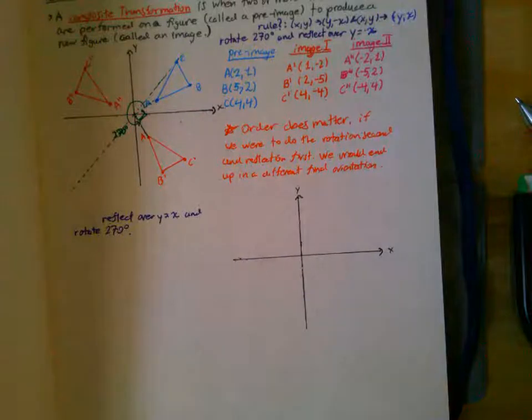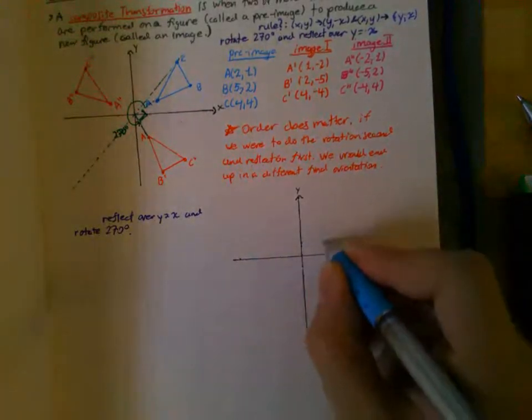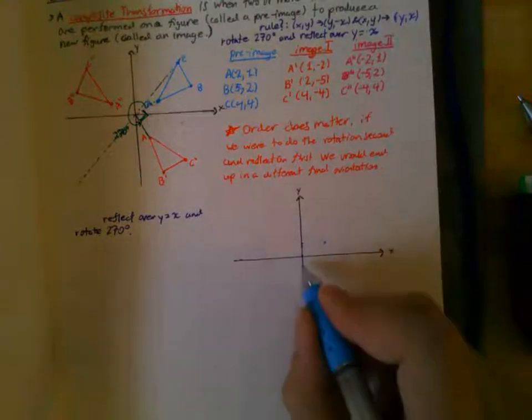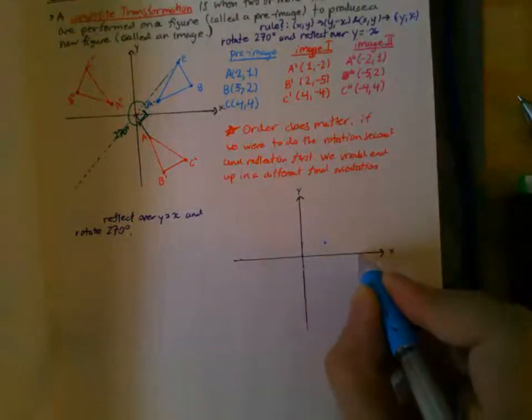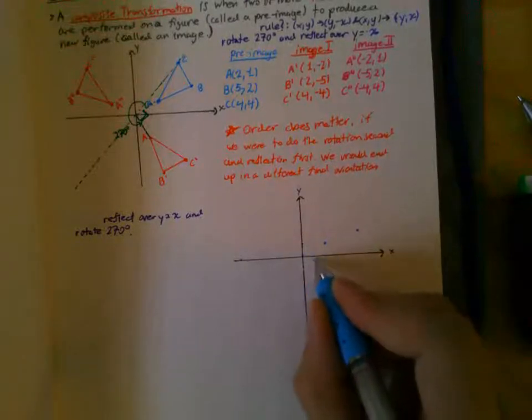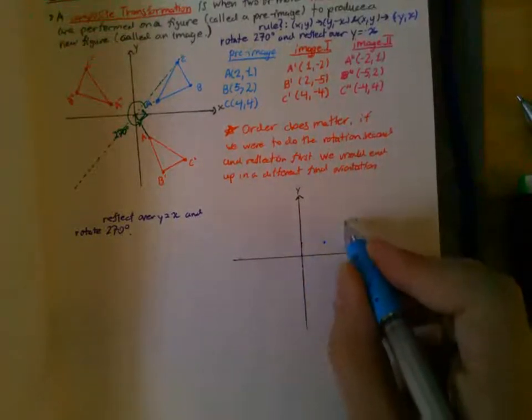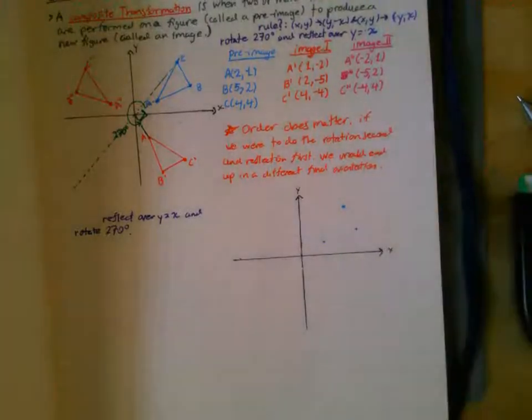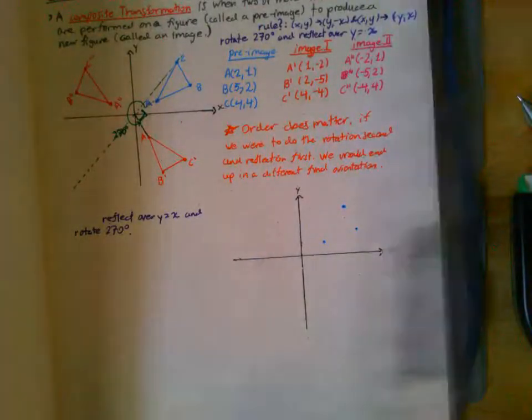And if I do it the other way around, okay, so I'm still going to have the same starting shape, right? Over 2, up 1. I'm still going to be at 5, 2. 1, 2, 3, 4, 5, up 2. And we're still at 4, 4. There we go. So we're still going to be at the same spot, okay?